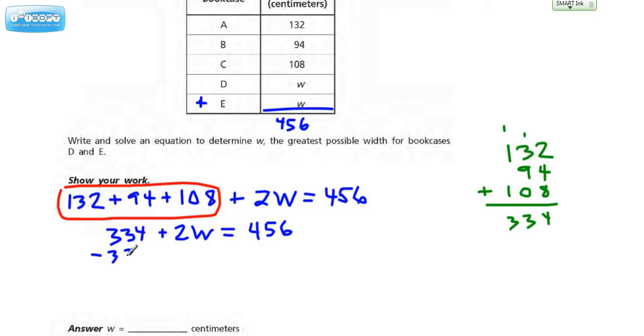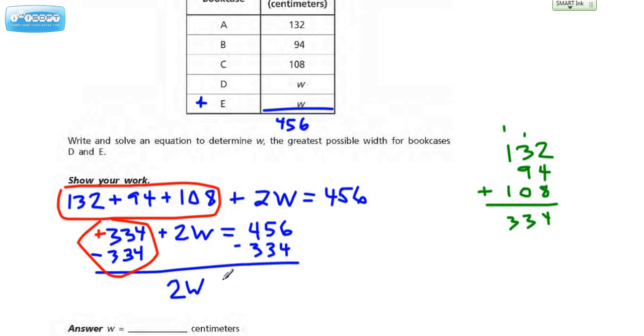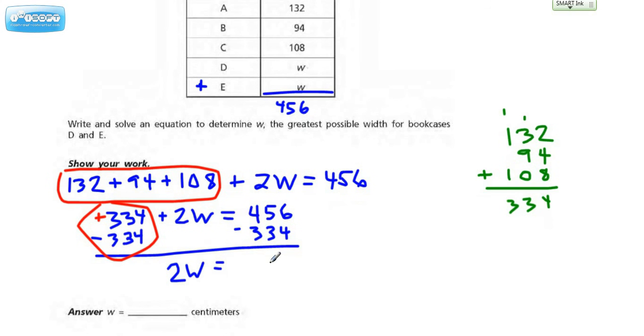To keep the equation balanced, we need to do that to both sides of the equation. All of this will cancel out because remember that's positive. We're going to bring down our 2W. And we're going to find out what the difference is between these 2 things. And we get 122.